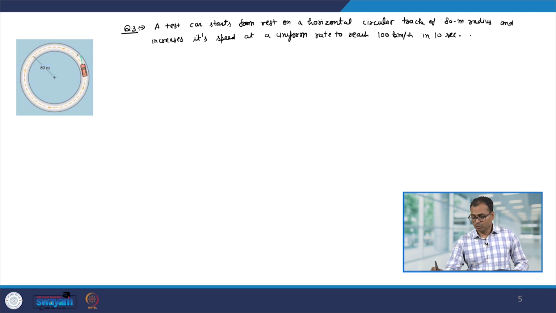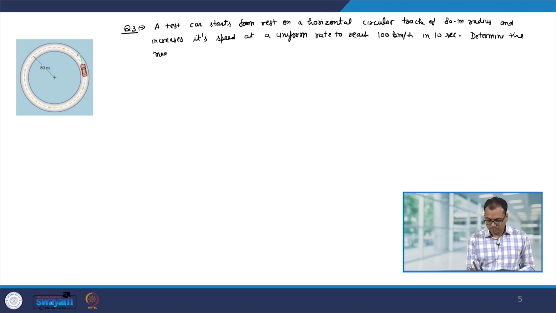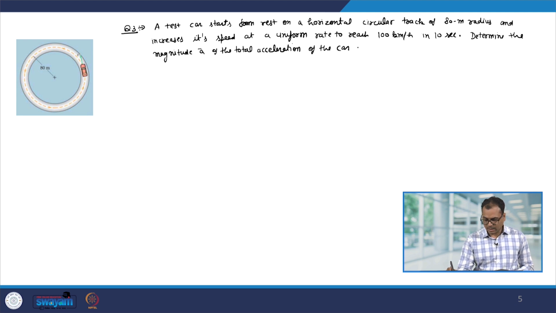And we have been asked to determine the magnitude of the total acceleration of the car 8 seconds after the start.